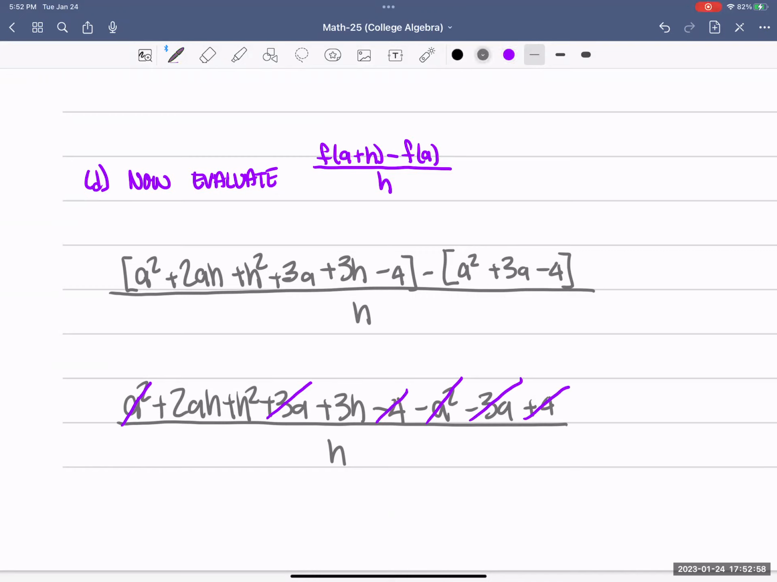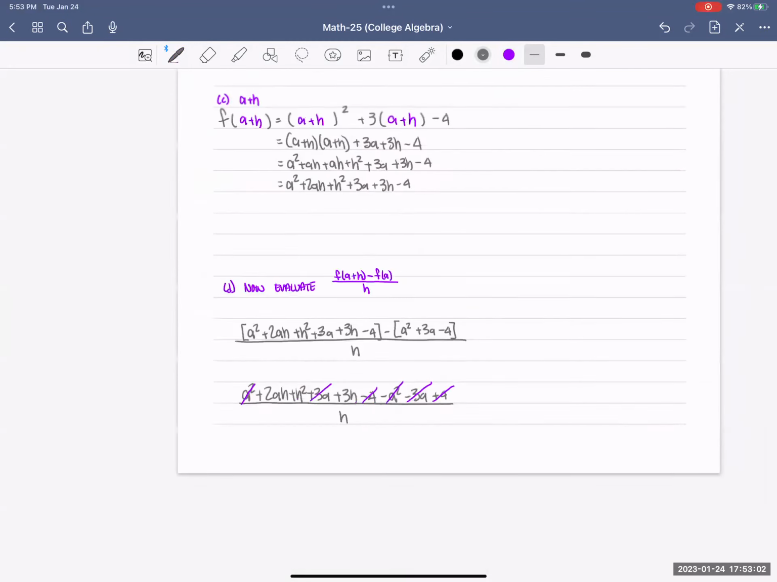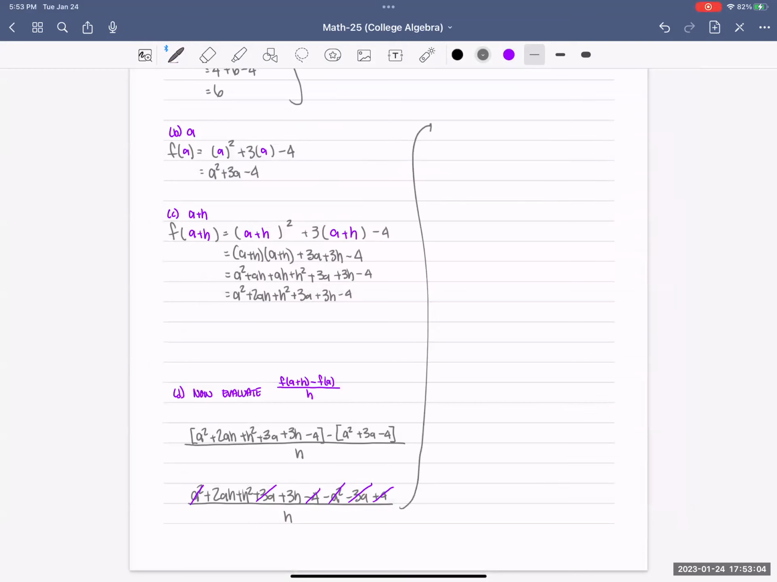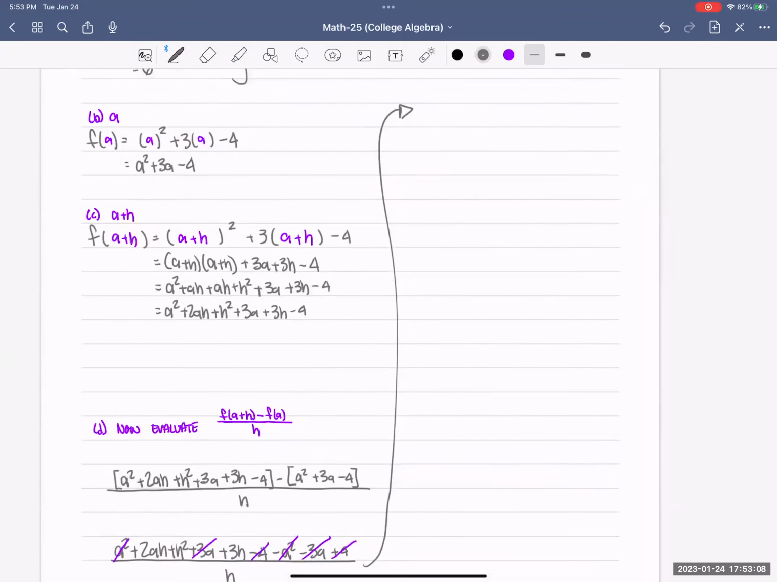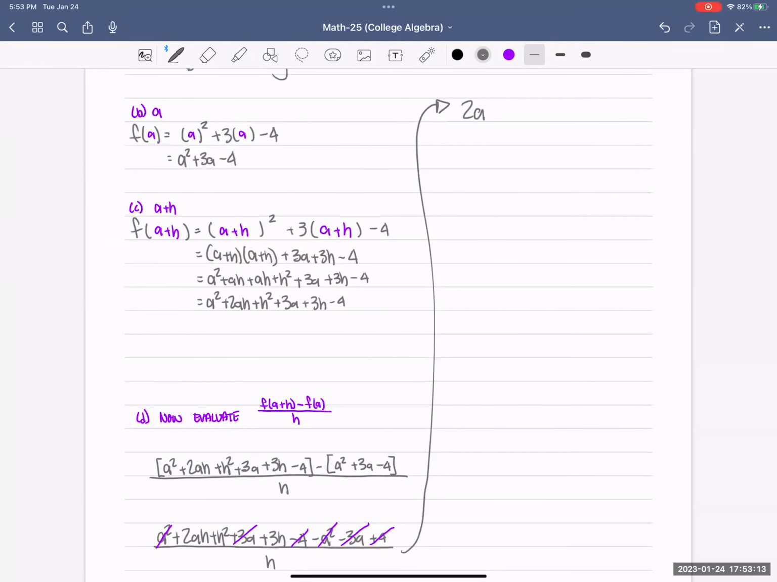So we're left with, oh no, we're running out of space. Let's bring this up here. We are left with 2ah plus h squared plus 3h. And it looks like that's it. So we have 1, 2, 3 terms. All of that divided by h.